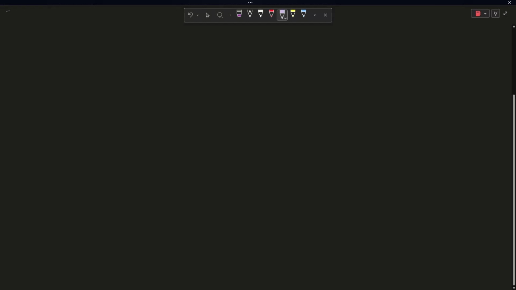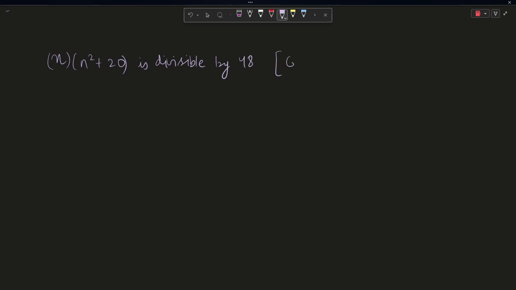Hello everyone. So today we will be checking that the number n into n square plus 20 is divisible by 48, right? The given part is that n is an even number. If n is an even number, then we have to check that n into n square plus 20 is divisible by 48.